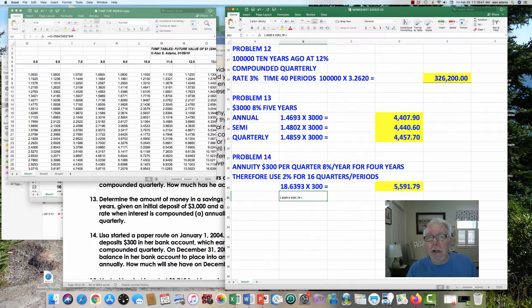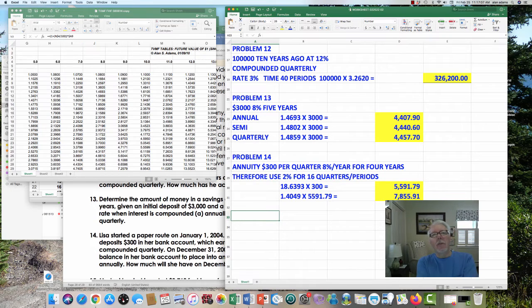And let me blow that up for you. We've got a formatting problem here. Bear with me 1 second. There it is. And let's see what our result is. 5,591.79 multiplied by the factor from table 1.4049, and she has accumulated $7,855.91, and that is the answer to the problem.